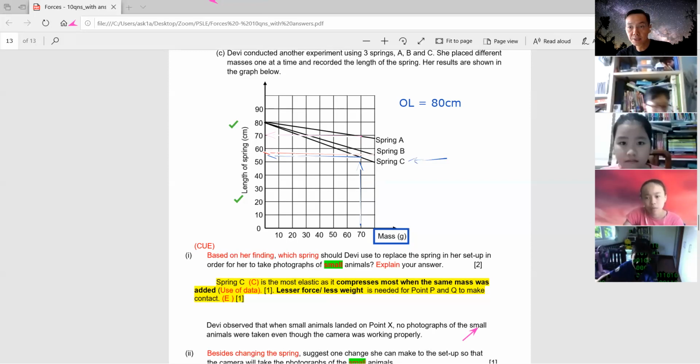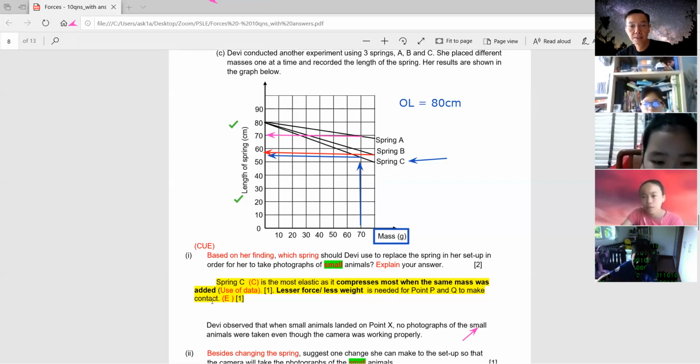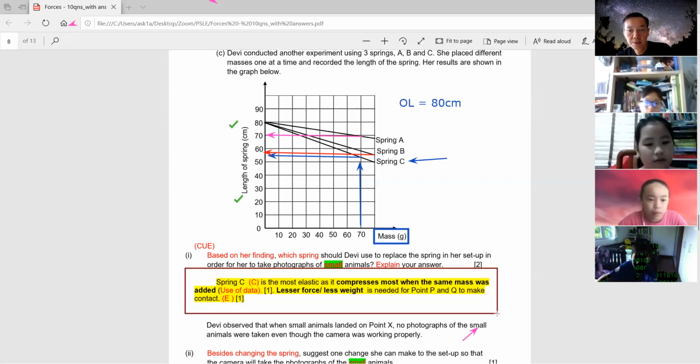Can someone read the answer? Maybe I ask Chloe. Spring C is the most elastic as it compresses most when the same mass was added. Lesser force or lesser weight is needed for point P and Q to make contact. Yes, thank you. So first of all, you must identify the correct spring.